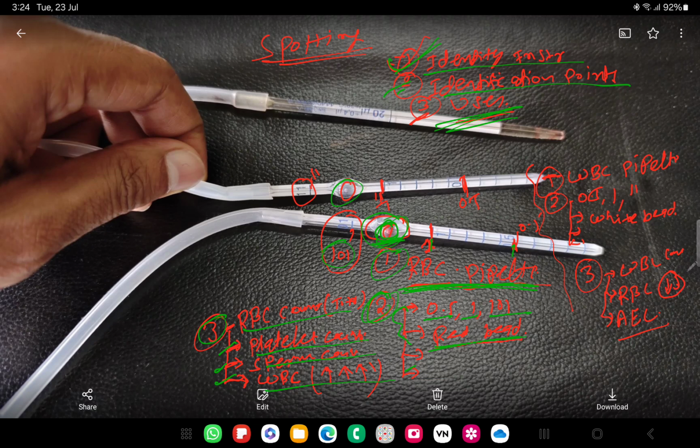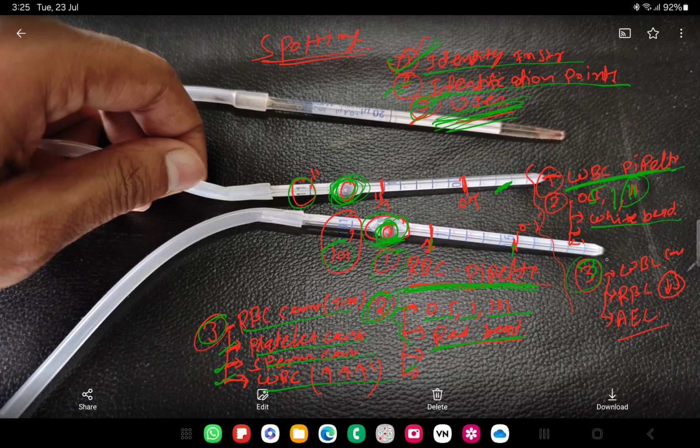Now let's move to this tube. What is this tube? Pipette. This is called the WBC pipette. Why is this the WBC pipette? Because the marking is 0.5, 1 and 11, not 101. And then the white bead. You can say here is the white bead inside this circle, and the marking is 11. So these 2 points are very, very important. Now the function, third point, uses.